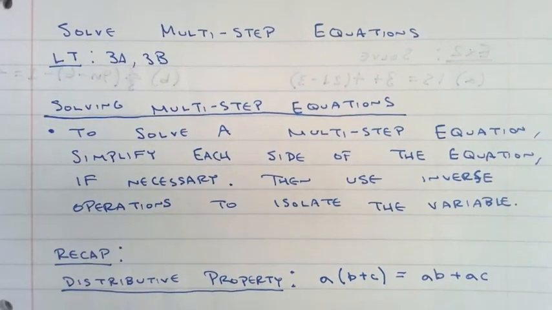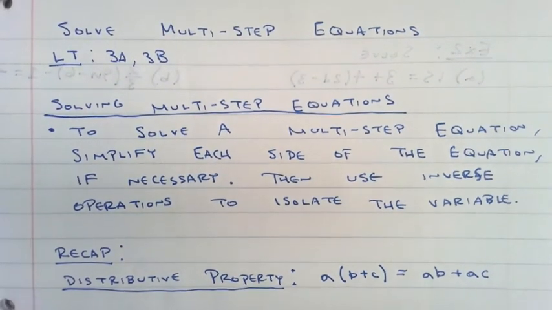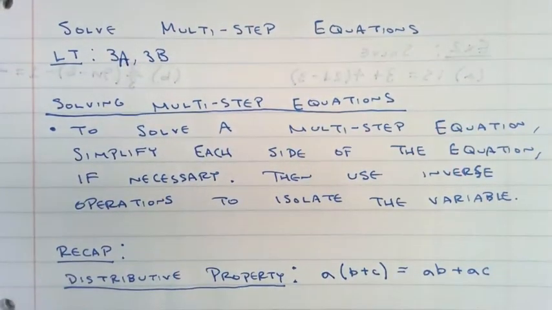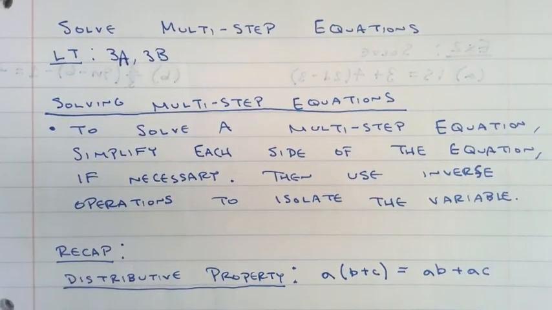So remember, today's learning targets, it's going to be learning target 3A. Sorry, let me go ahead and fix that A for you. So learning target 3A and 3B. 3A is that you'll be able to solve multi-step equations, which is what we're going to learn about today. Learning target 3B is all on solving equations with variables on both sides, so we've already done that.